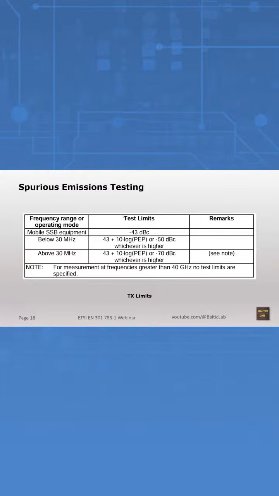What are the limits? I'm not going much into that, except that they depend on power under ETSI rules. Although if you do the math here, this equation, 43 plus 10 log peak envelope power, you will find that only above 100 and something watts will this actually be stricter than this minus 50 dBc. So you can usually assume this.